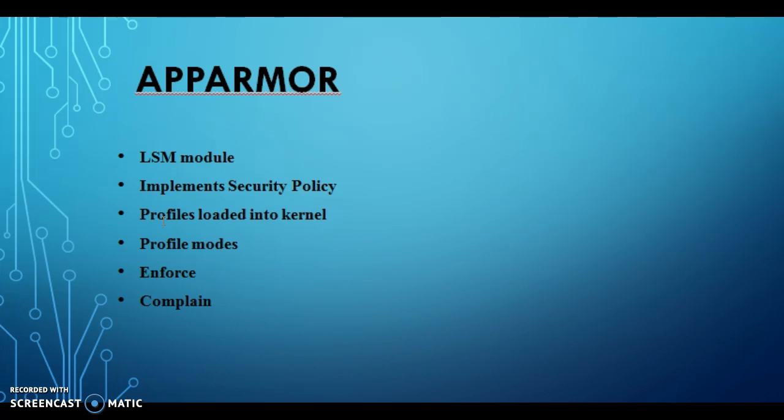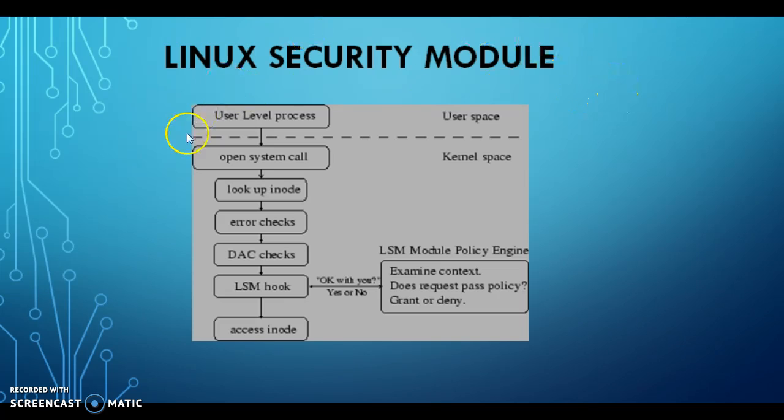AppArmor is a Linux security module, and that's a kernel modification. It implements security policy. AppArmor profiles are loaded into the kernel, and there are two central modes, enforce and complain. This is a high-level overview of the security module.